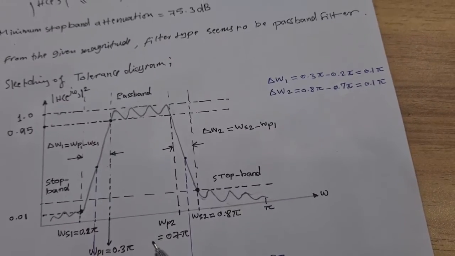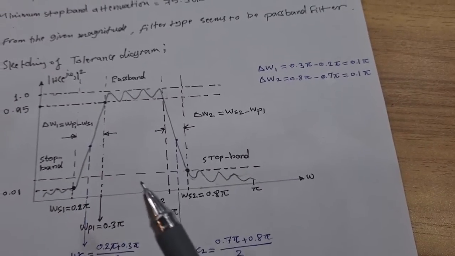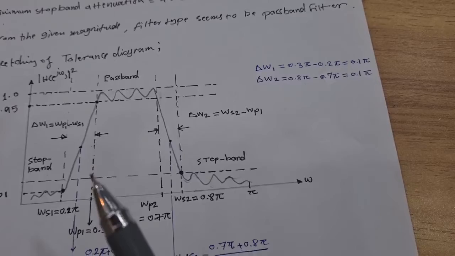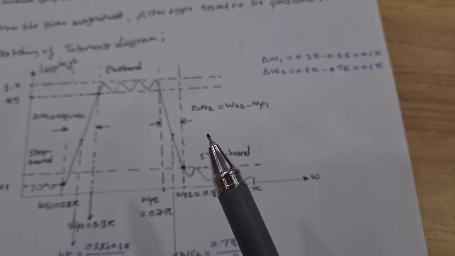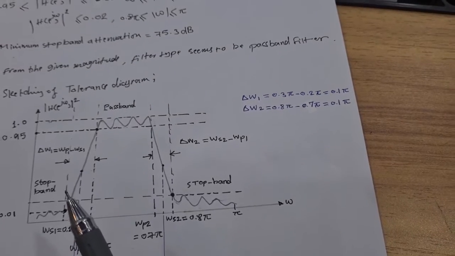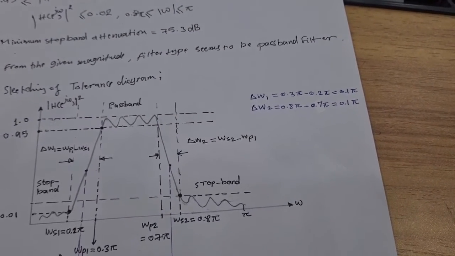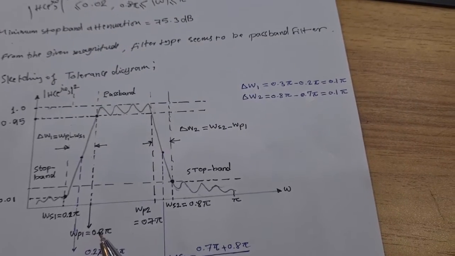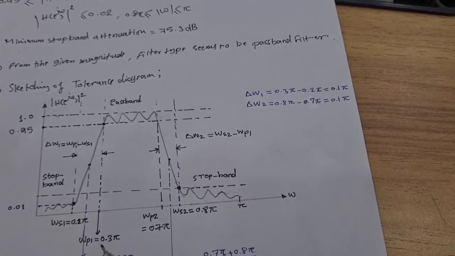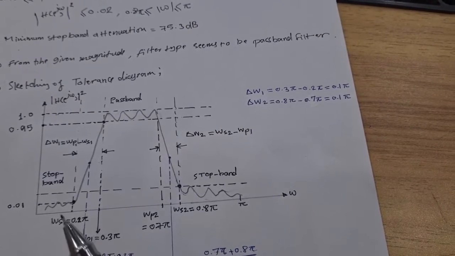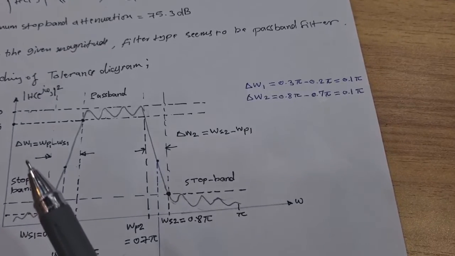Also, from this figure we can calculate delta W1 and delta W2. For delta W1, we refer to the difference between WS1 and WP1, the first stop frequency and the first pass frequency, and the difference between them is called delta W1.